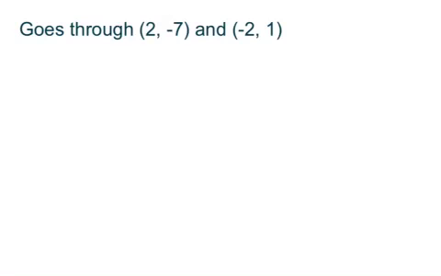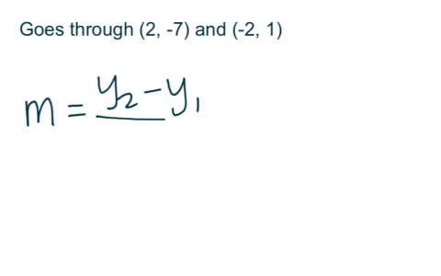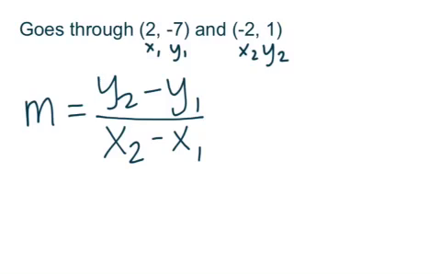The last type that we have is when we have a line that we're trying to write the equation of, but we only have 2 points that are on the line. So I haven't given you the slope or the y-intercept, so we have to find both of those pieces of information. So since we know 2 points, we can use our slope formula, which is y2 minus y1 over x2 minus x1. So I'm going to label my x1, my y1, my x2, and my y2. And now I can just replace those pieces in my formula.